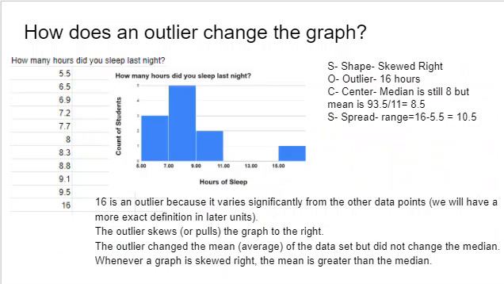So down here, just a little bit more explanation. 16 is an outlier because it varies significantly from the other data points. We will have a more exact definition of outlier in later units. The outlier skews or pulls the graph to the right in this case. The outlier changed the mean or the average of the data set, but did not change the median. Whenever a graph is skewed to the right, the mean will be greater than the median.